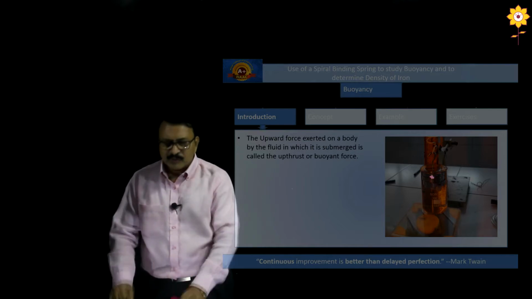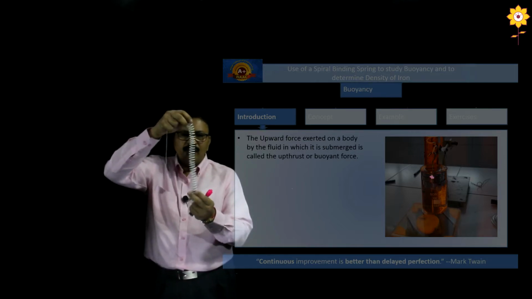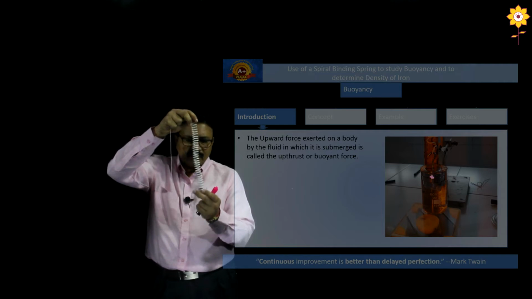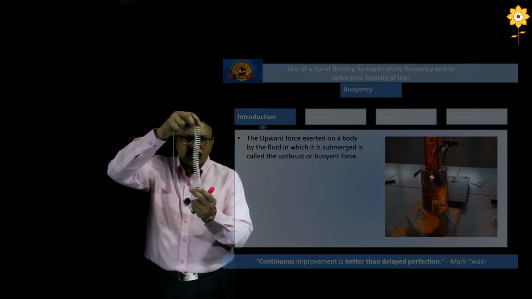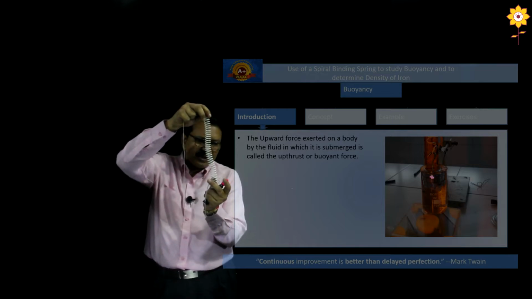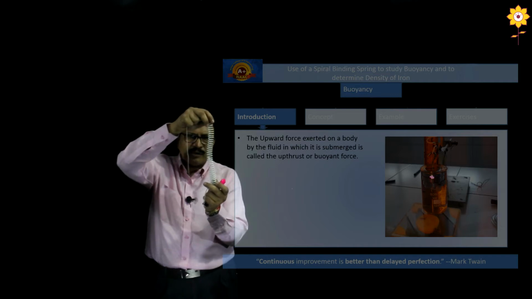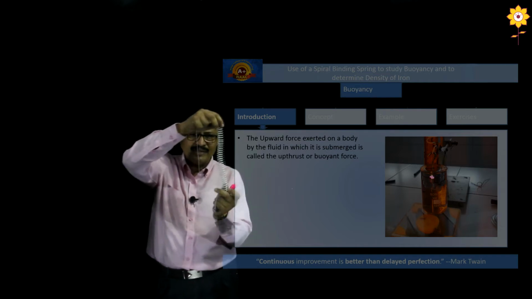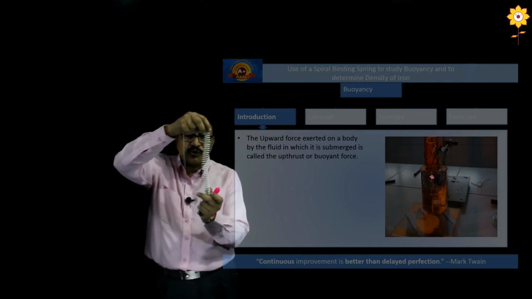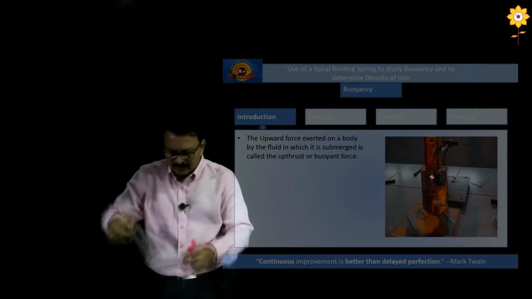So I am using this particular spring. Whenever it is in air, it will have some extension, and whenever it is in water, because of the upthrust it is going to go low. I am going to measure this with the help of this marker, which normally is on a scale which I am unable to show over here. But the scale is of course shown in the screenshots.